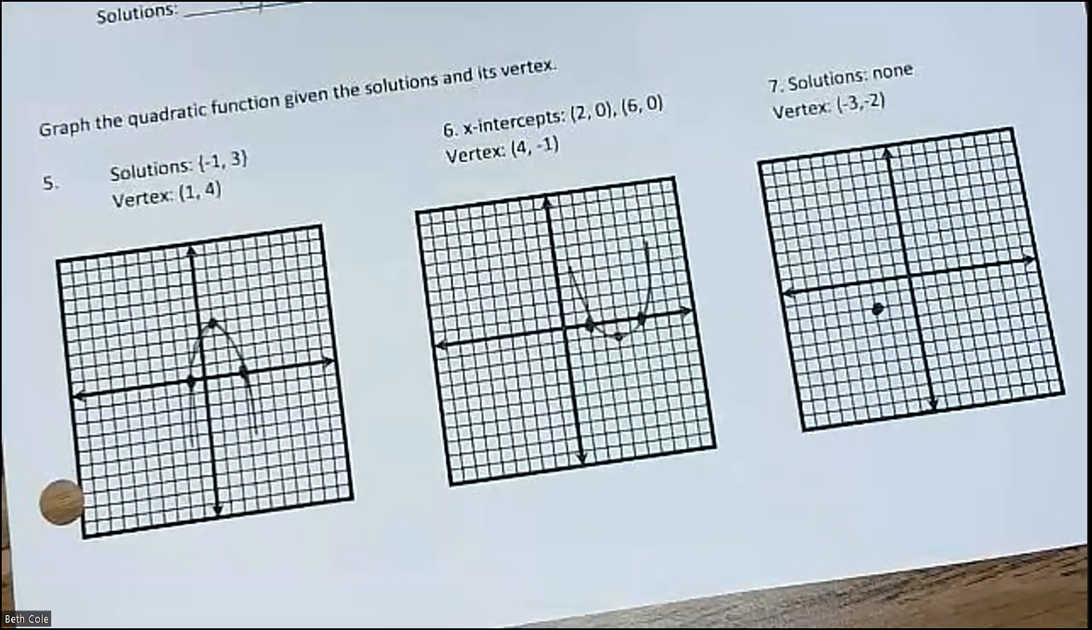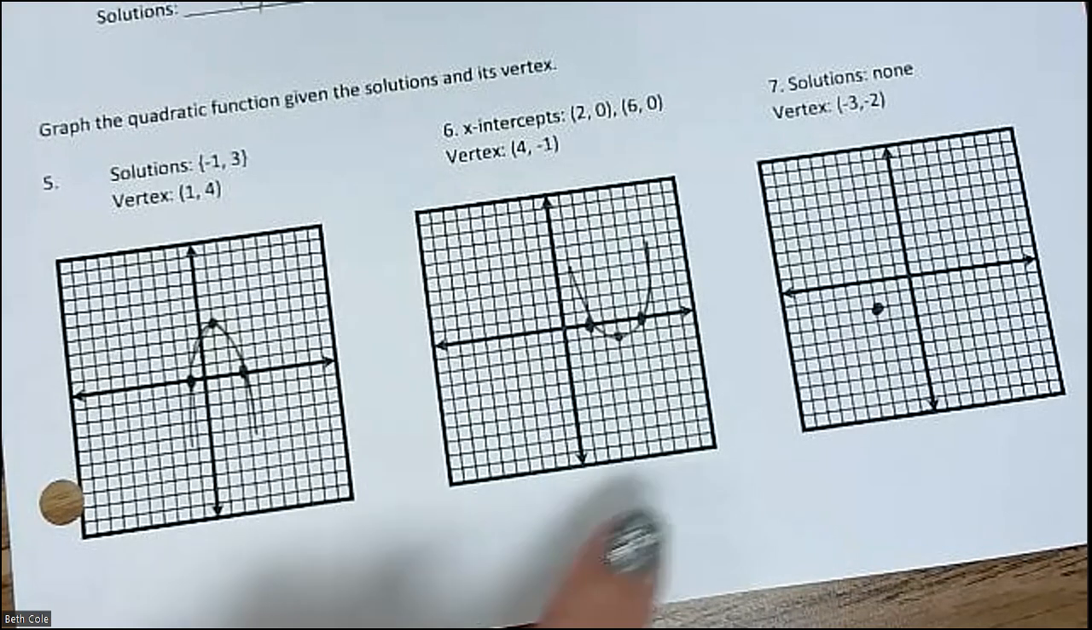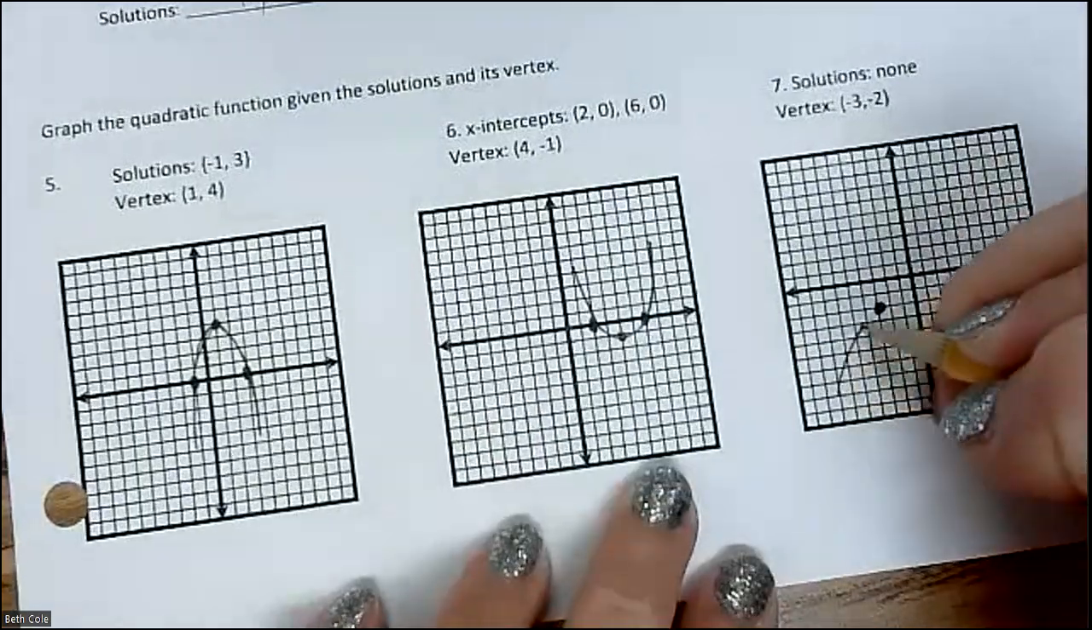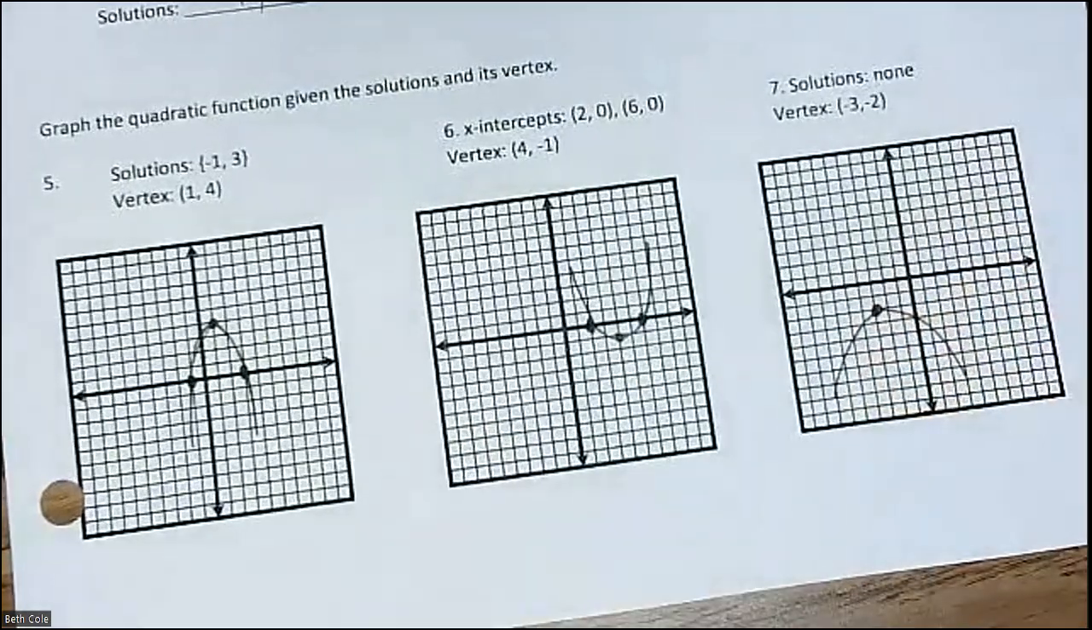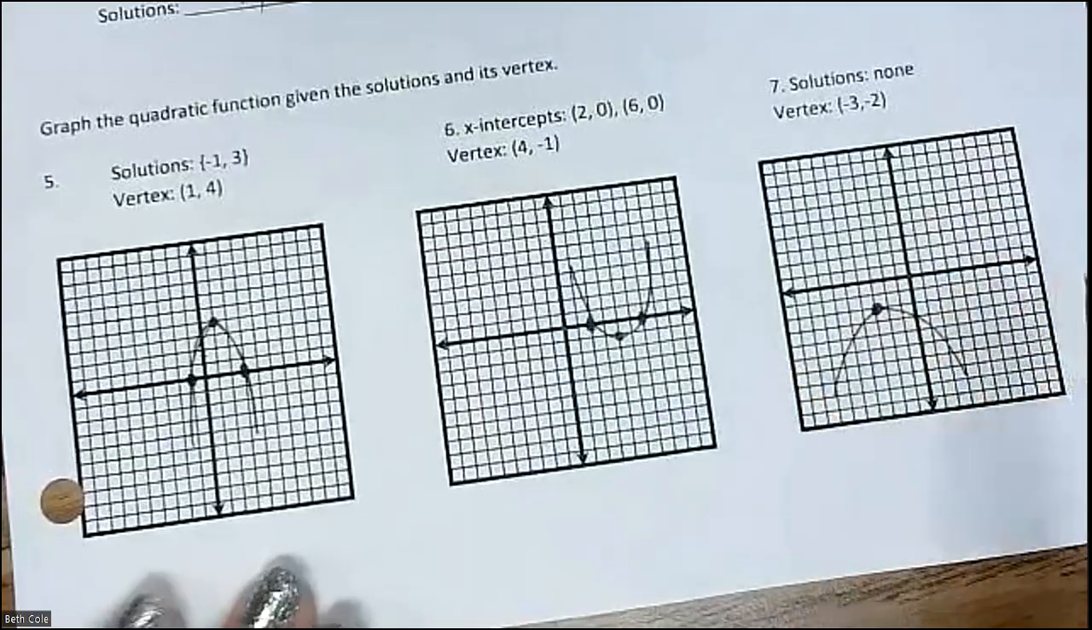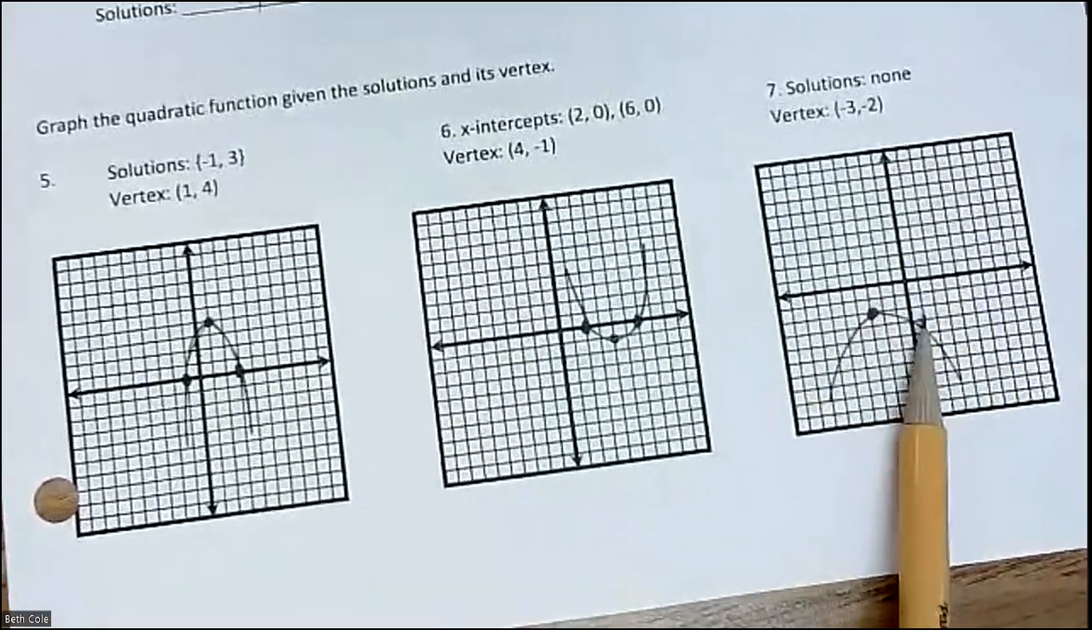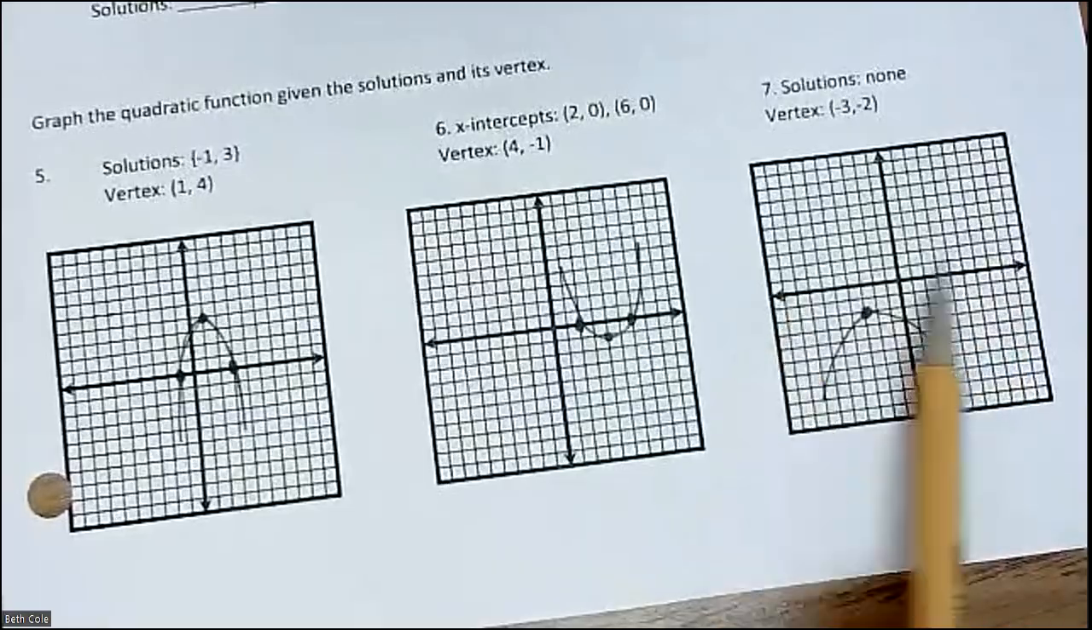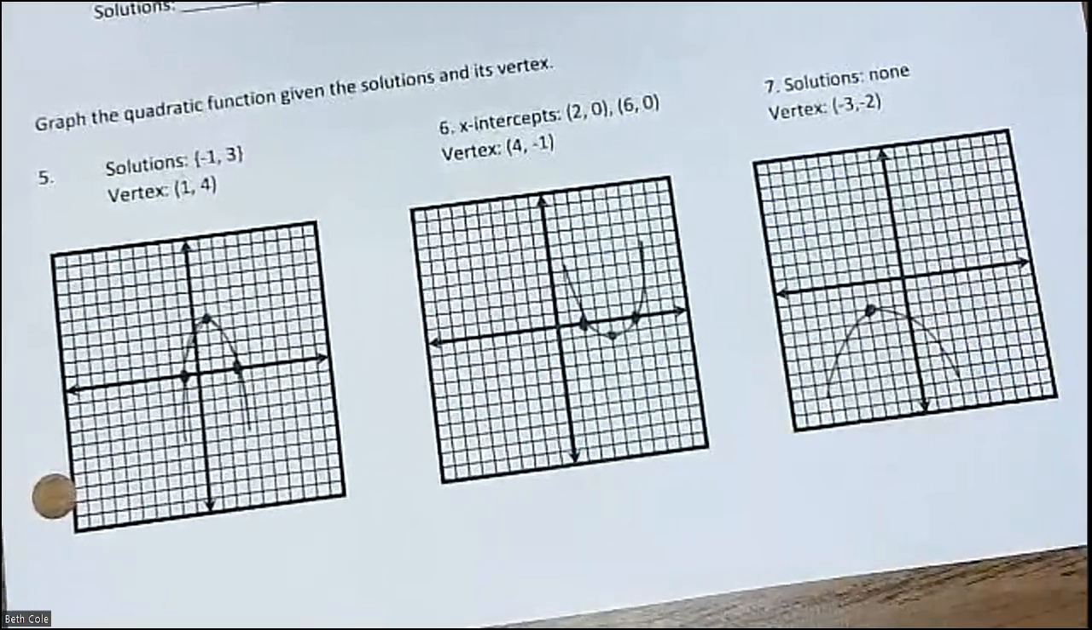And then how will I draw it to make sure it doesn't touch the x-axis? It's going to have to go down. This is the vertex. So it would have to do something like this. You cannot touch the x-axis. It can touch the y-axis, it would have to, but it can't touch the x-axis. Like the floor is lava.